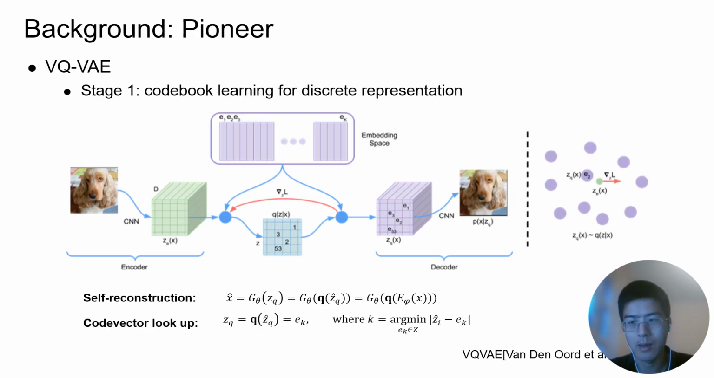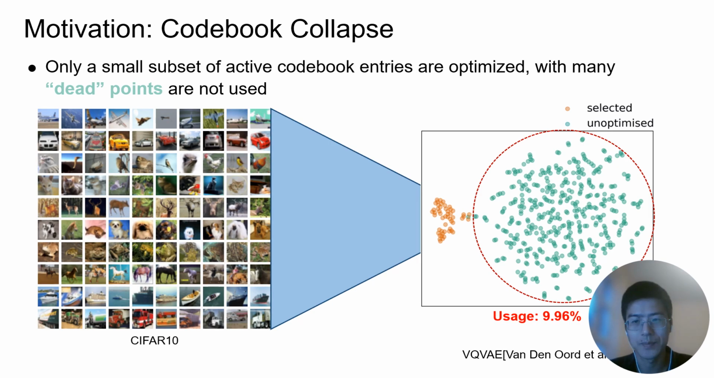VQVAE is built upon an autoencoder architecture where the image is encoded into the latent representation and then decoded back to the original image domain. The key part is the quantization operation, which looks up the closest vector from the codebook for each feature, unlike the original VAE that maps the features into a fixed prior distribution, such as the Gaussian or uniform distribution. Here, the codebook is learnable and can be optimized.